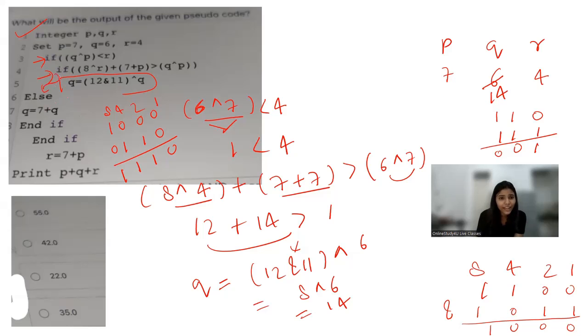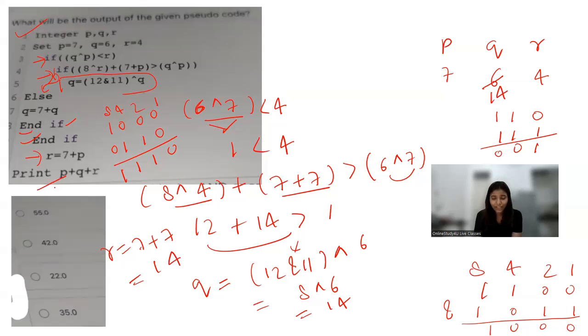this is the else of this if part, so it will not be executed. After this, this second if will end. Now this if will end. Now again we need to update the value of R. So R is 7 plus P. P was 7 only and it was never updated. So it will be 14.